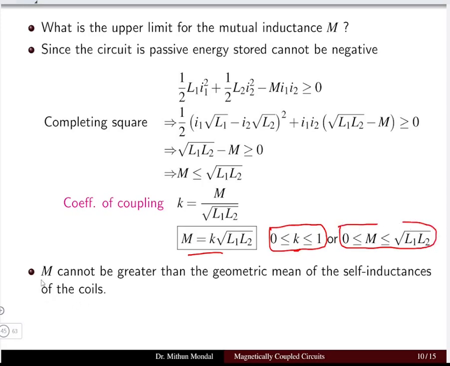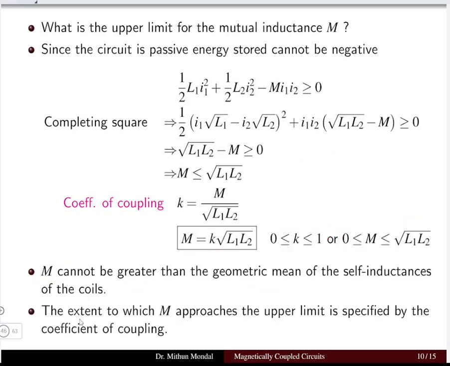The meaning is that mutual inductance cannot be greater than the geometric mean of the self-inductance of the coils. So the geometric mean we are calculating as the product of the two inductances and taking the square root. So this is the geometric mean of the two inductances. Hence, the mutual inductance cannot be greater than the geometric mean of the two self-inductances. Also, the extent to which m approaches the upper limit is specified by the coefficient of coupling. So this k value, the coefficient of coupling given by this equation, will determine how m approaches the upper limit.